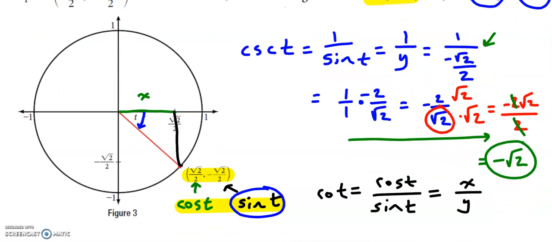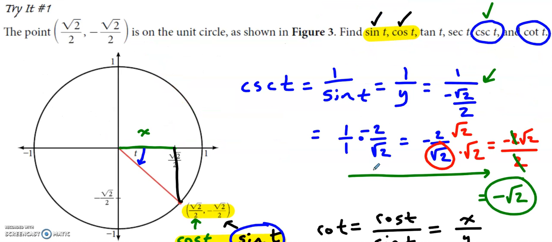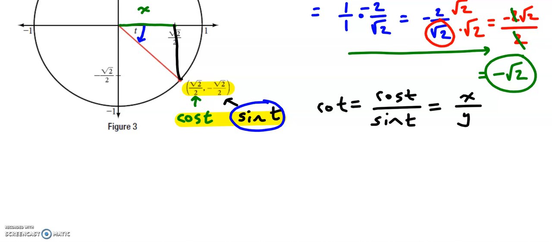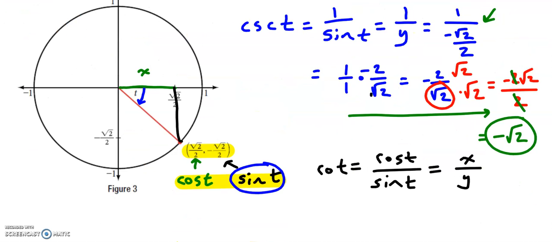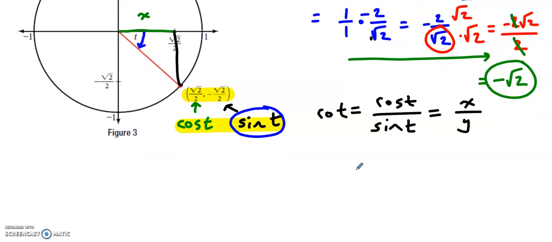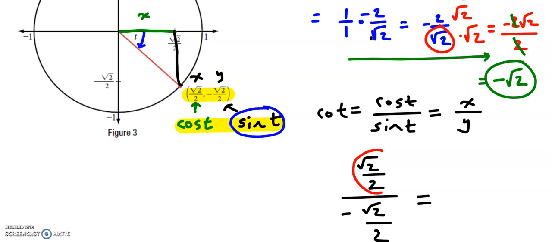Now, in this particular case, this is actually a pretty nice example. Our x value is square root 2 over 2. That's from this x value. And our y value is negative root 2 over 2. And this simplifies very easily. We know in math that anything divided by itself, so we have the same thing here on top and bottom, reduces to 1. We do have a negative, so our final answer for cotangent would be negative 1.